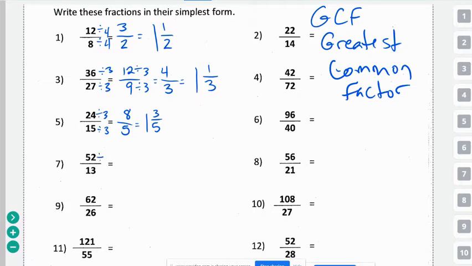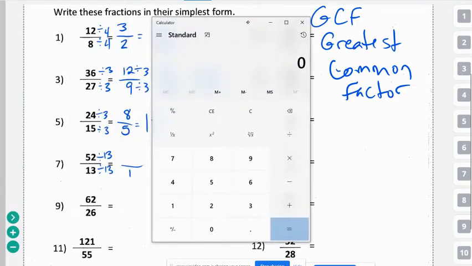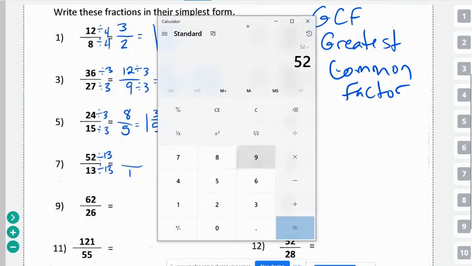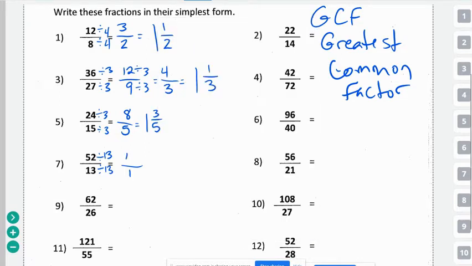I have a feeling that they both can be divided by 13. 13 divided by 13 is 1. And let me get my calculator. Let's see. 52 divided by 13 is 4. So we're going to write a big 4 right there, and our answer is 4 wholes.